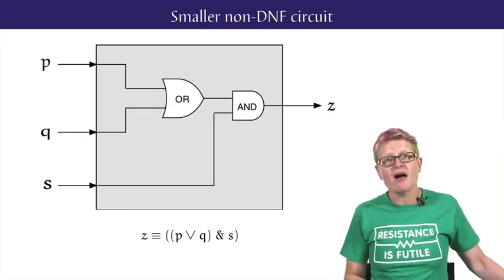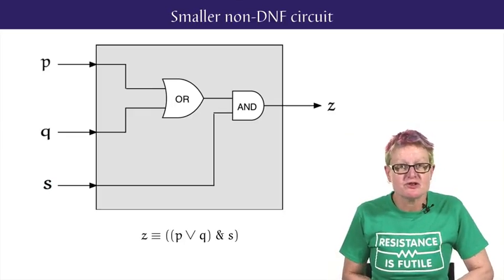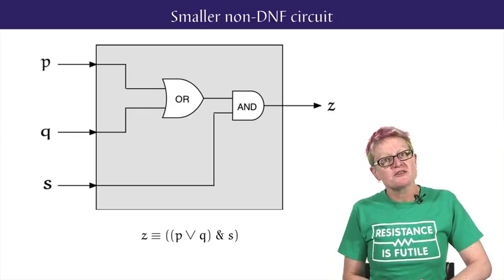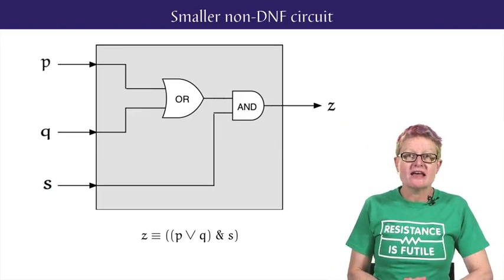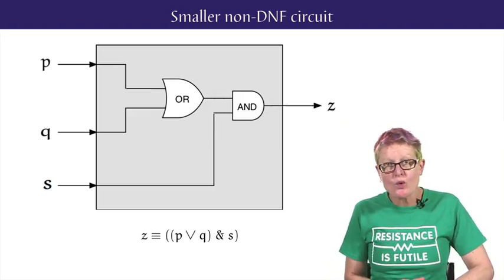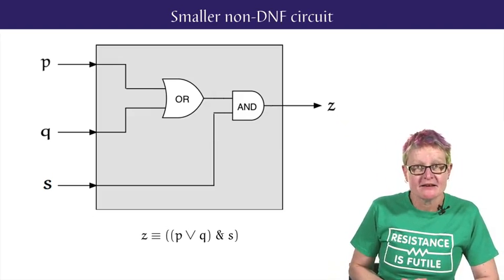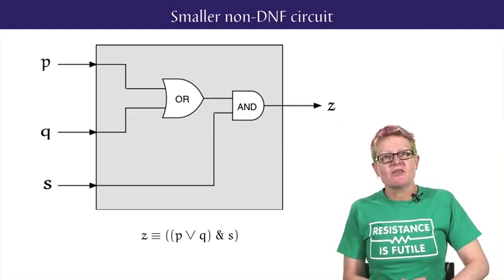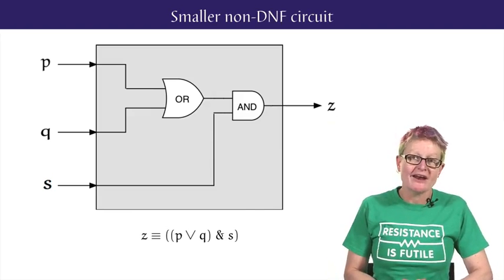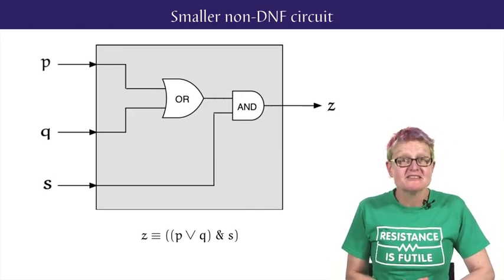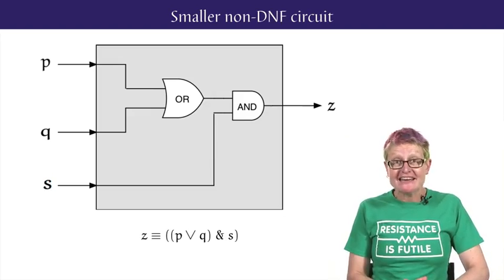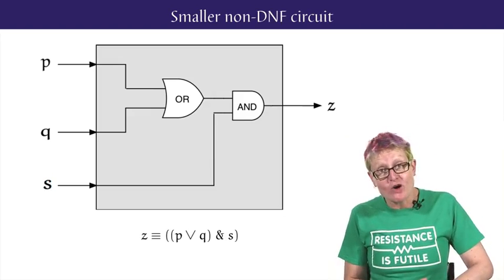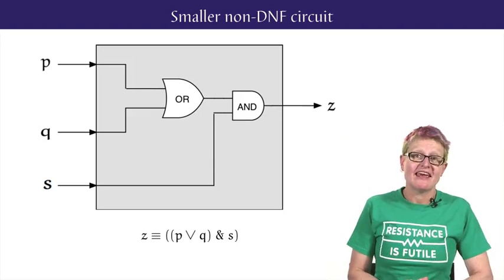However, we could apply the tautology expressing the distribution of OR over AND in order to further re-express the formula as (P OR Q) and S. This results in a circuit with only one OR gate and one AND gate. Yes, this circuit is smaller in gate count, but at a cost. It is not in DNF form.